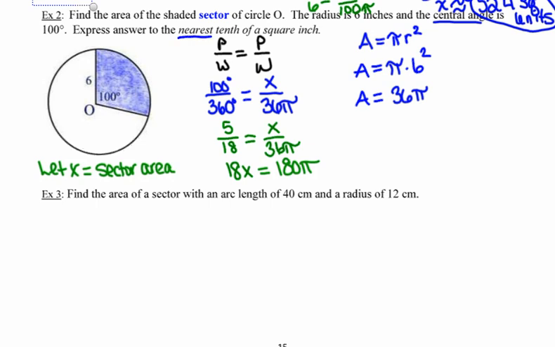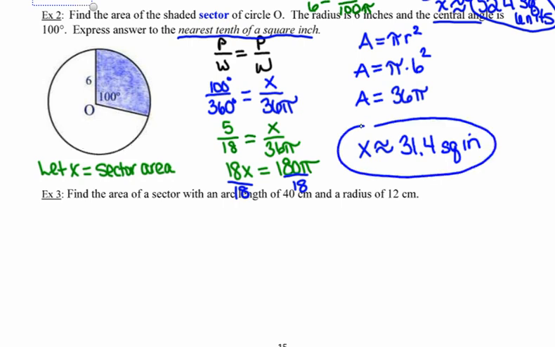And this one also, they want me to round to the nearest tenth. So I'm going to go ahead and divide both sides by 18. And when I round to the nearest tenth, I'm just going to type into my calculator the entire fraction, 180 pi over 18. And to the nearest tenth, I end up with about 31.4. And this time they do tell me inches, so I can go ahead and be specific and label that square inches.